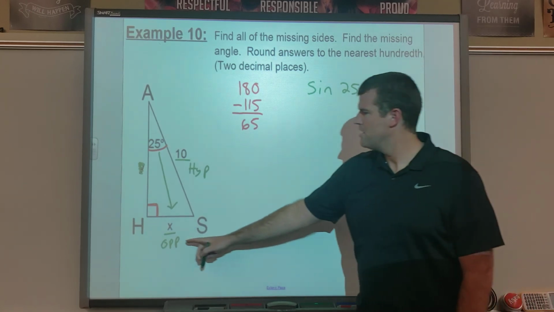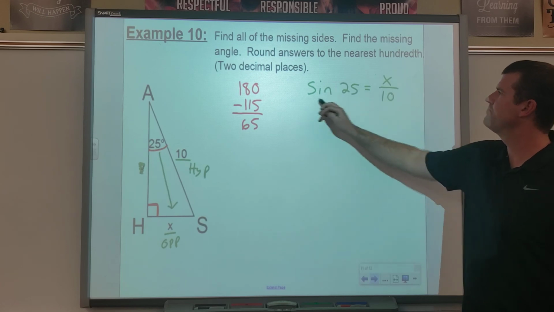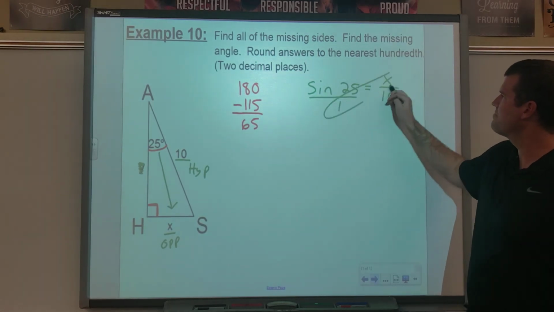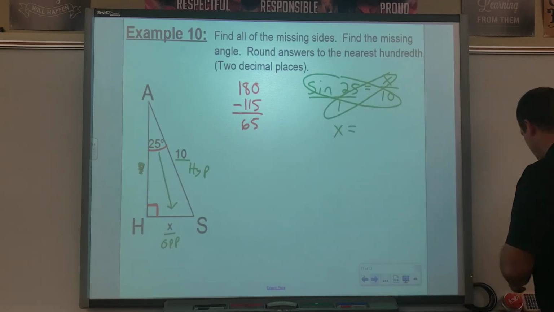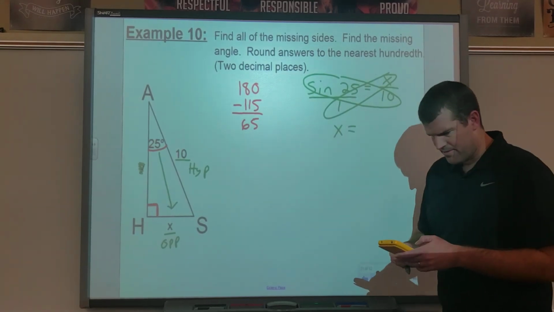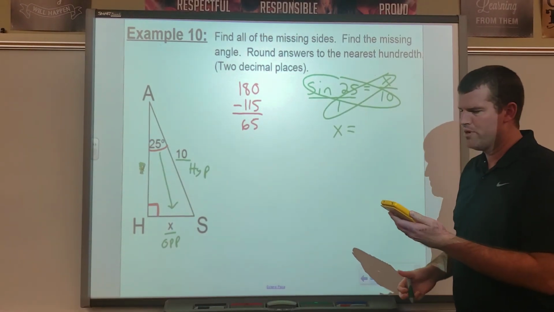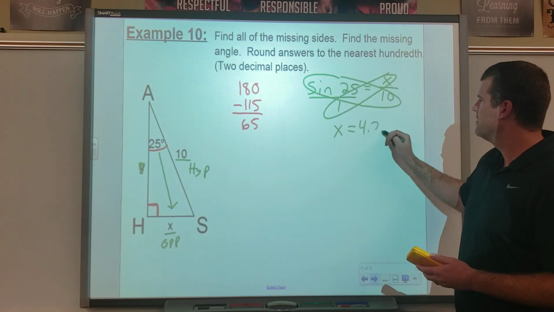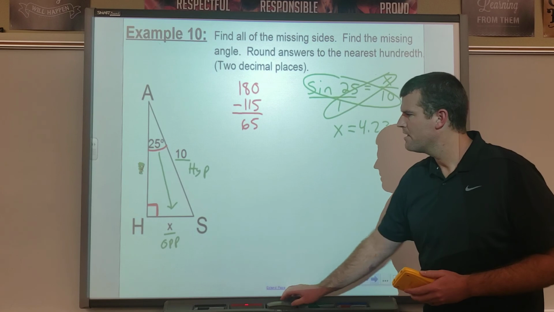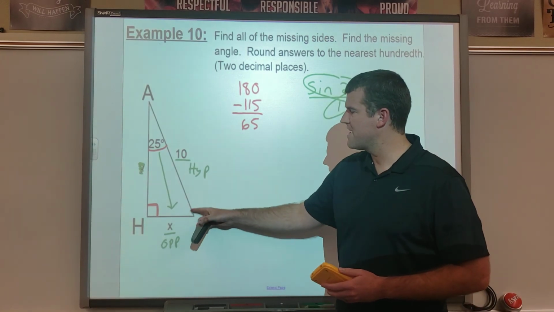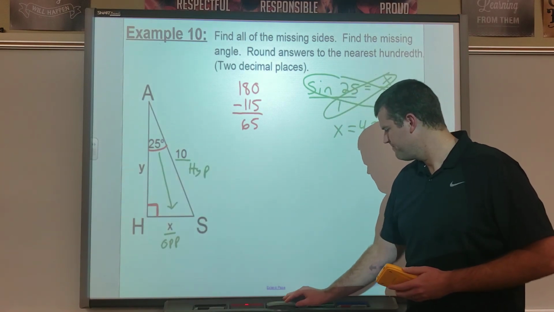So I can do sine of the angle, sine of 25, equals opposite over hypotenuse, x over 10, and then I can cross multiply, and I get x equals sine of 25 times 10, which is about 4.23. So I know that this has a length of 4.23. Okay, so I found x. I found this angle already was 65. So the only thing left to find is y.